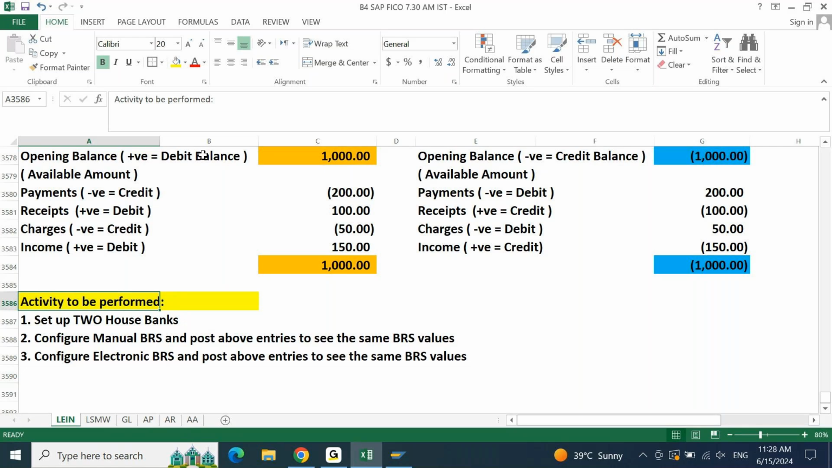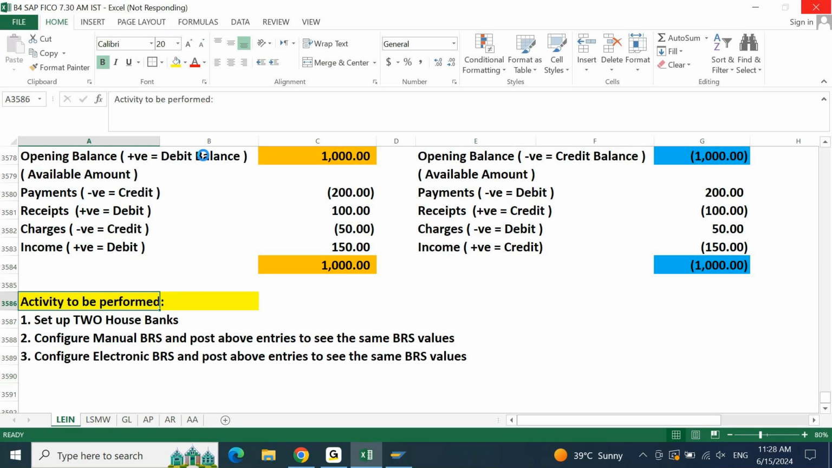I'll give a break of 2 hours. Now it's 11:30, so 1:30 or 2 o'clock for you, right? 1 o'clock for you. All right, so we will connect at 3 o'clock sharp and then we will do the configuration for it.